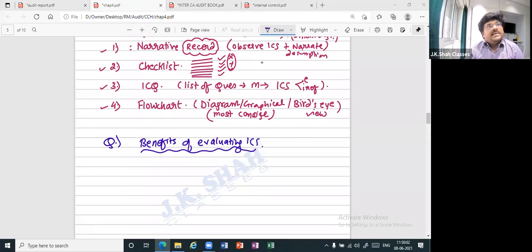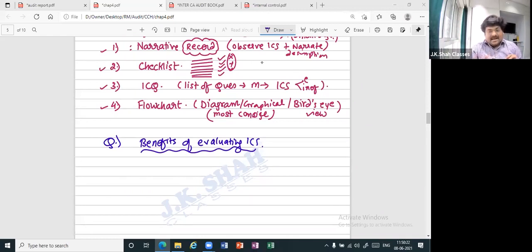Apart from that, I hope it helps the auditor to decide whether the assets are safeguarded or not. It helps the auditor also to decide what should be the extent of procedures that he has to perform. And apart from that, I hope it helps the auditor to give nothing but worthwhile suggestions to the management about the weak ICS.